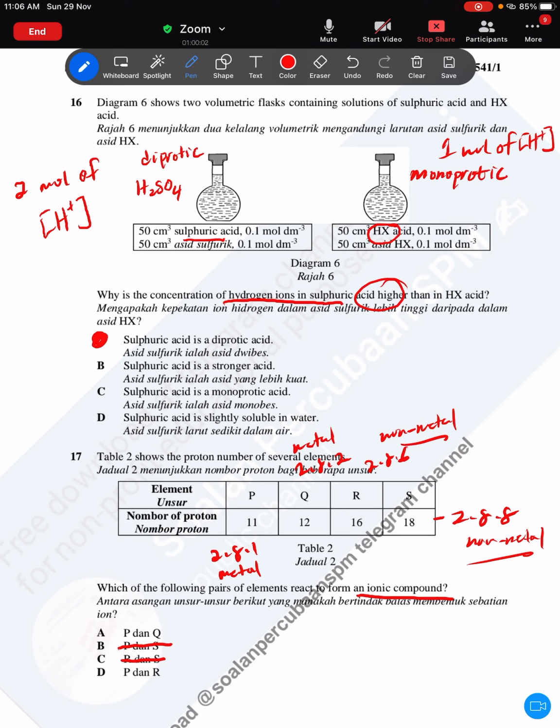So we have an ionic bond. Is that logical or not? P and Q combine. No, kick this off. The answer is D.